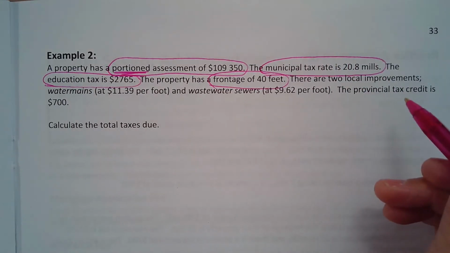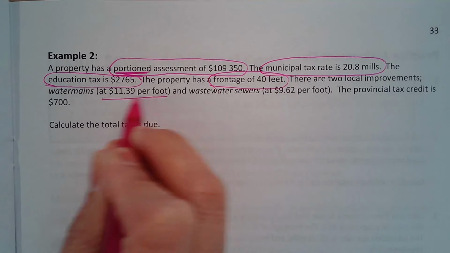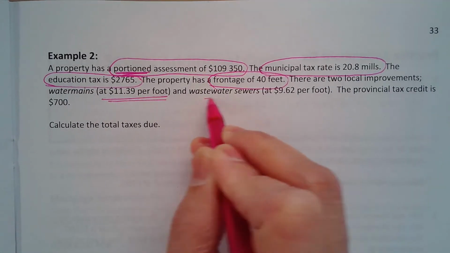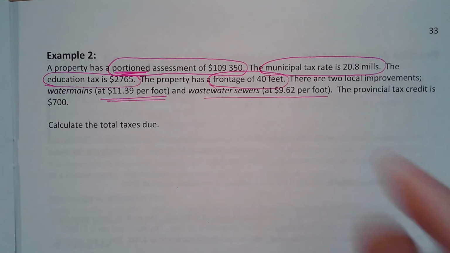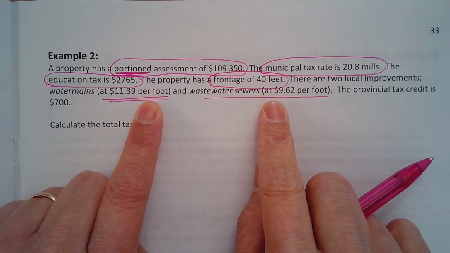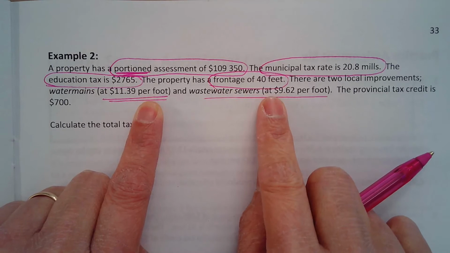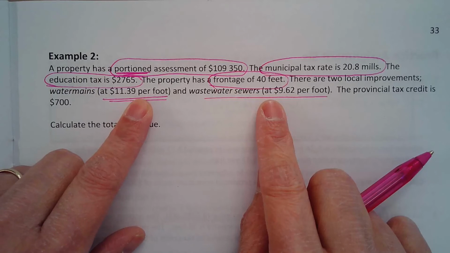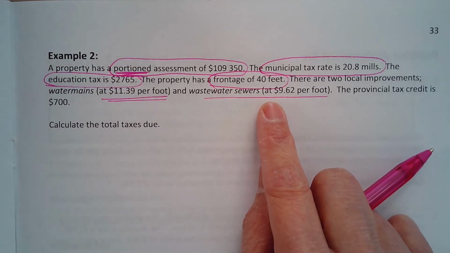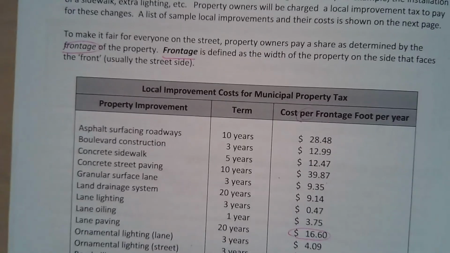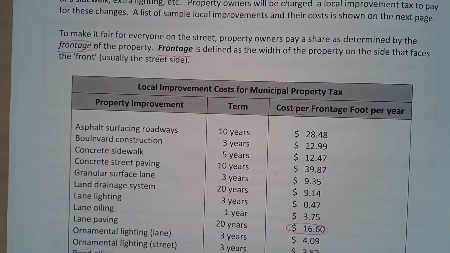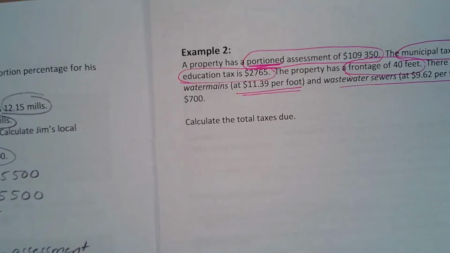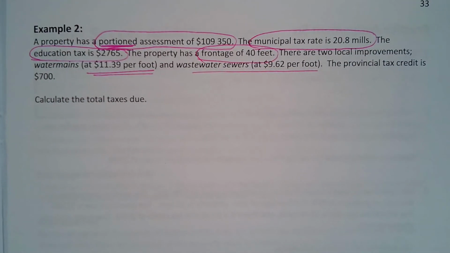There are two local improvements here. There's a water main for $11.39 per foot and water waste for $9.62 per foot. As you can see here, they already gave us the local improvement amount, so we don't have to look at the table anymore. If they gave us the local improvement, then it's here. If they don't give you the local improvement values, then you would have to look at the table. Okay, so that's great. It seems like everything is in here.